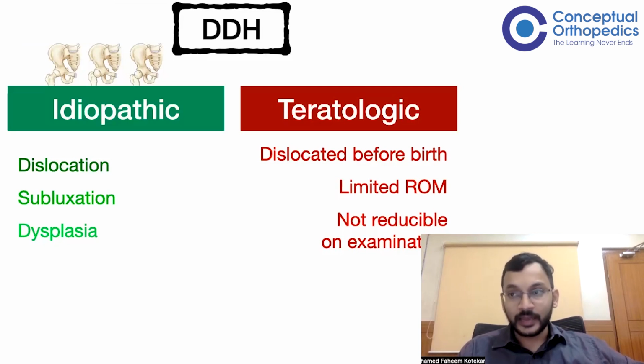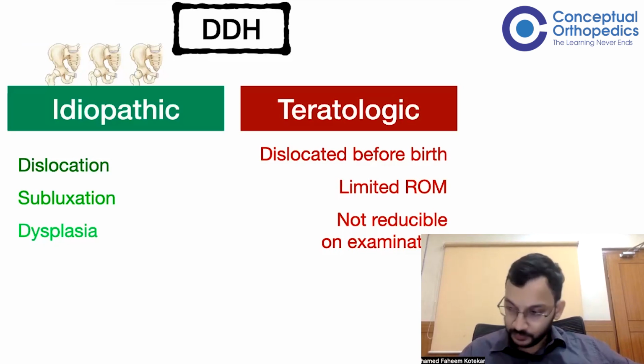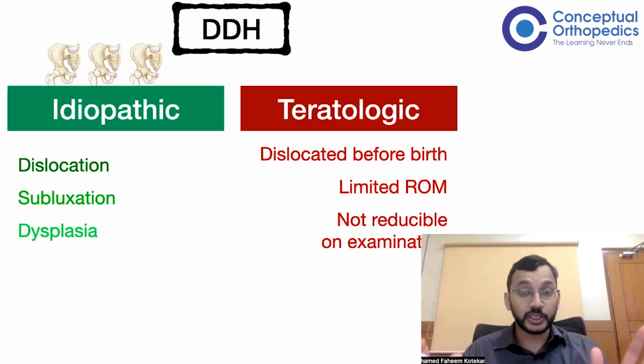Most commonly, arthrogryposis and spinal dysraphisms lead to a teratologic hip, such as myelomeningocele, sacral agenesis, or spina bifida. So these are the common causes of teratologic hips. So this is your basic classification of DDH.